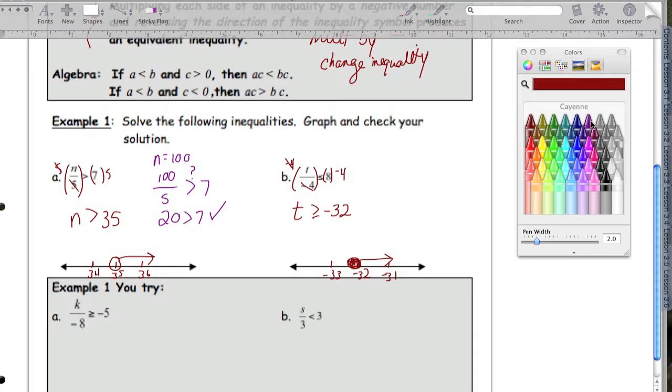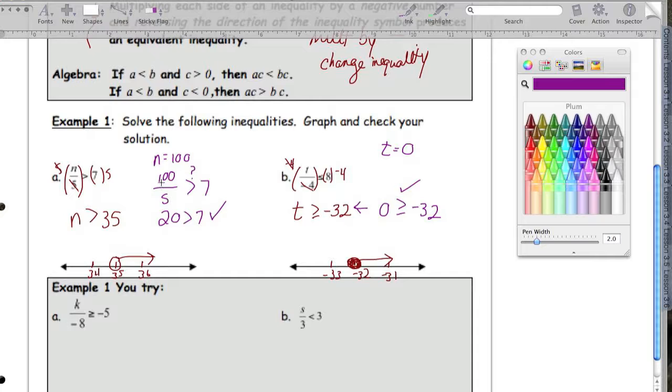I'll check this one as well, just to practice. Anything to the right, how about 0? That would be down this way. So let's check and make t equal to 0. That's in my solution set. Is 0 divided by -4 greater than or equal to... We want to work off of our base here. Is 0 greater than or equal to -32? Yes, that's true. So we are correct.